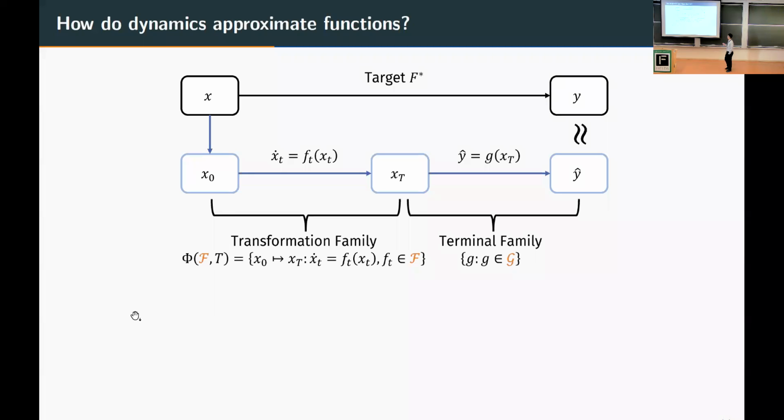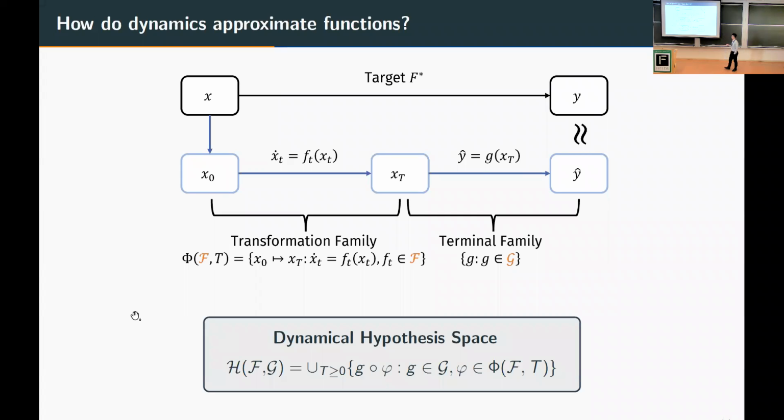Okay. And this hypothesis space then, of course, is controlled by this F, which is a kind of controls that you can apply to this dynamics, and the terminal time T, and then of course G. So we can write down this dynamical hypothesis space, which we call H_{F,G}, which is simply the composition of this terminal G with your transformations phi. So this phi will be inside the flow maps of this control dynamical system. Okay, so you can think of this as a continuous idealization of a deep residual neural network hypothesis space.